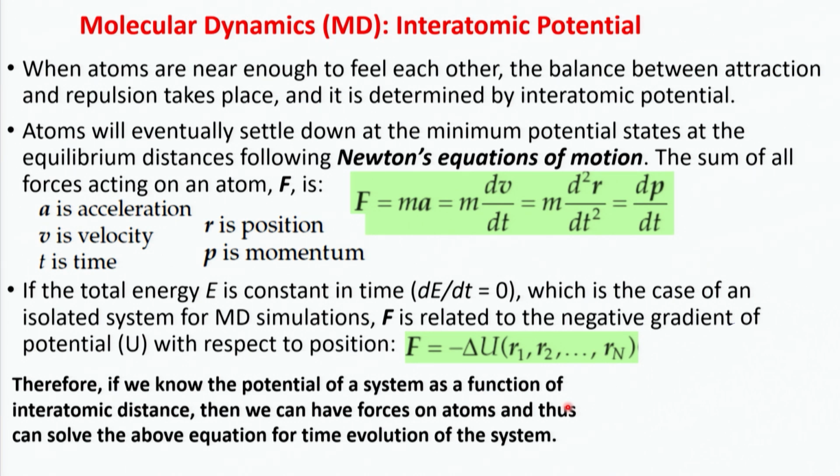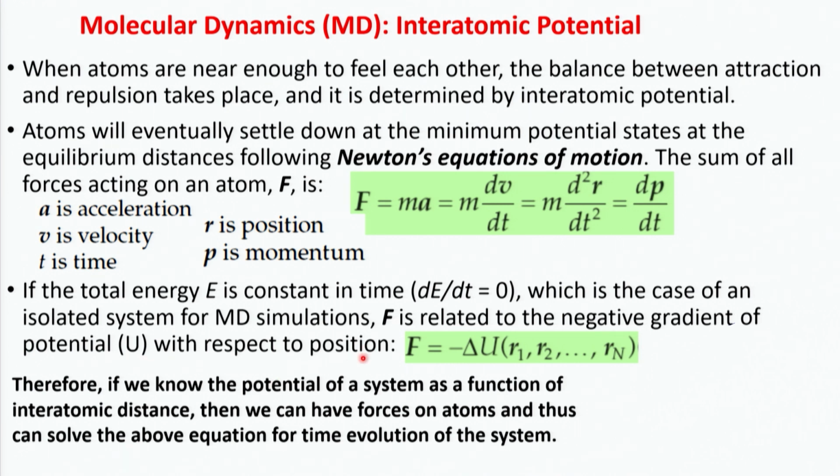So atoms can eventually settle down at a minimum potential state at the equilibrium distance, following Newton's equation of motion, and for the sum of all the forces acting on the atom we can just use F equals ma, and a you can also write as dv/dt or d²r/dt², or as the rate of change of the momentum. If the total energy is constant in time, which is the case for an isolated system in MD simulation, force is related to the negative gradient of the potential.